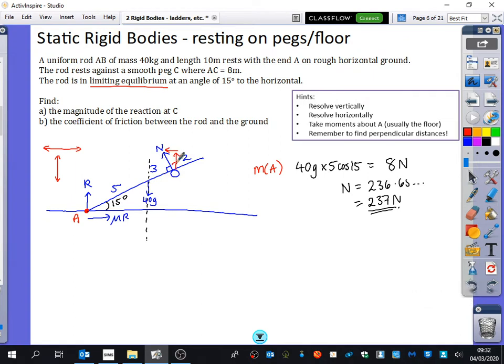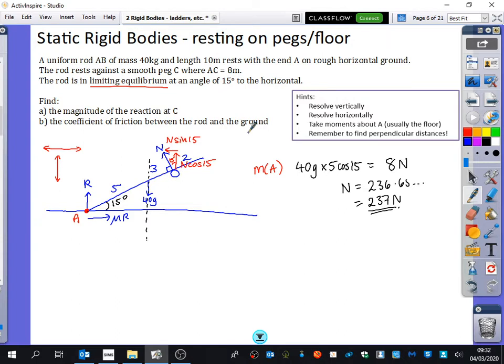So this one here is 15, which means this force running along the top is the one that's opposite. So it'll be N sine 15. And this force running along the side will be N cos 15. Now we've got to this stage, we can carry on and do the rest of the question where we're trying to find the coefficient of friction.